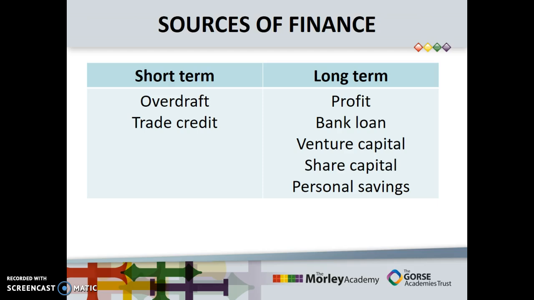Personal savings, obviously what the owner has. Retained profit, or profit at the end of the year, you will put money back into the business. Bank loan, borrowing money from the bank. Overdraft, again borrowing money from the bank, but short term. And trade credit, where a supplier will give you stock for a certain amount of time before they expect you to pay.